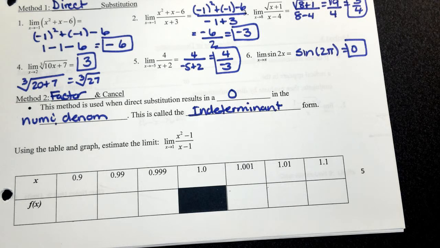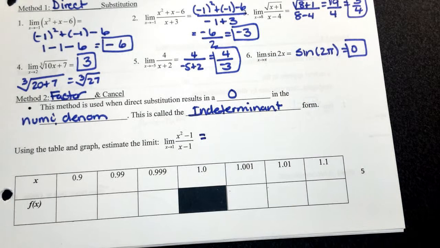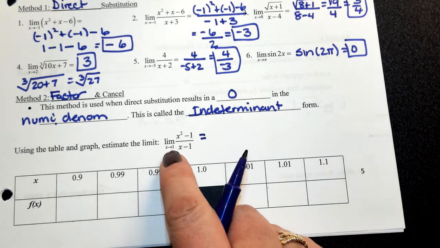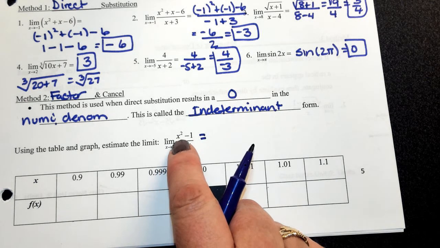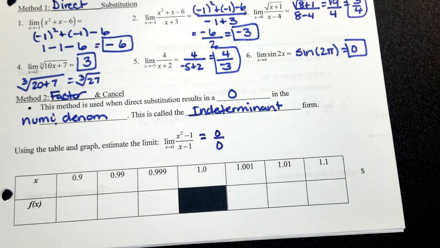So for example, let's take a look at the limit as x approaches 1 of x squared minus 1 over x minus 1. So now this is where factoring and cancel is going to come in. Obviously, if I try direct substitution, I plug in 1 for x. What happens when I plug in a 1 for x here? We end up with a 0 over 0. So that doesn't tell us anything about the limit.